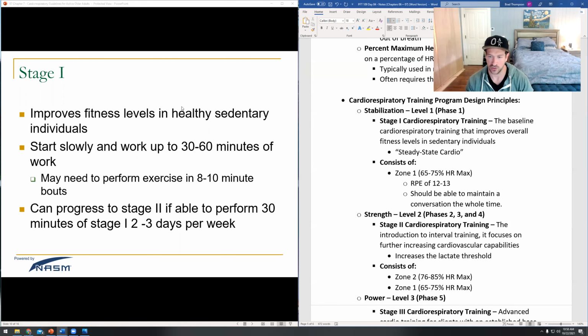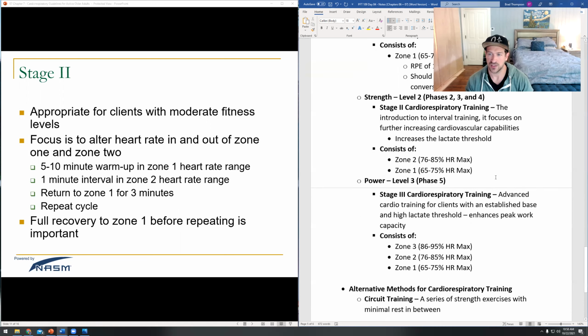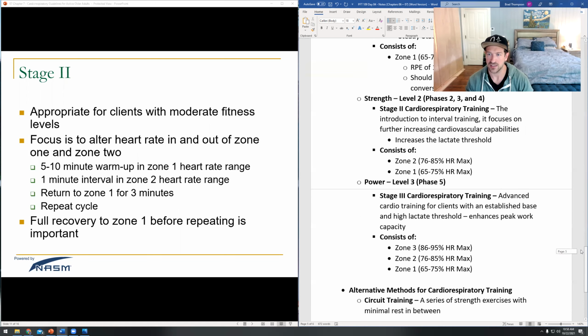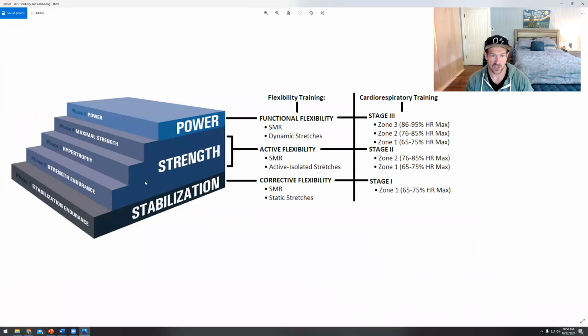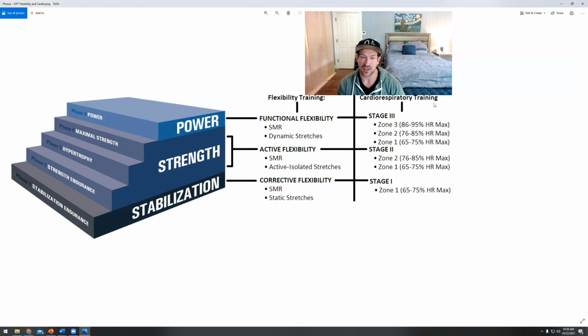So stage 2 is reserved. It's the tool bag for any of our clients in level 2. So if they are in strength endurance or hypertrophy or max strength, they qualify for stage 2 cardio in general. Now, here's the thing. You will sometimes have clients that progress into strength, but still have very bad cardio, and they're not necessarily ready for it. If that's the case, you can blend things around, and yes, you can have a client in hypertrophy who's doing steady state cardio.